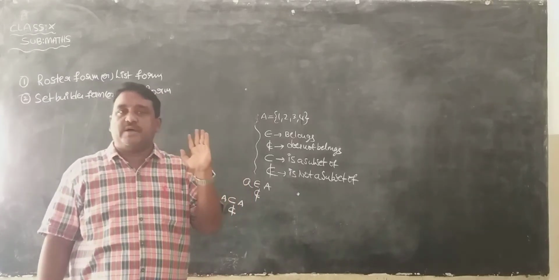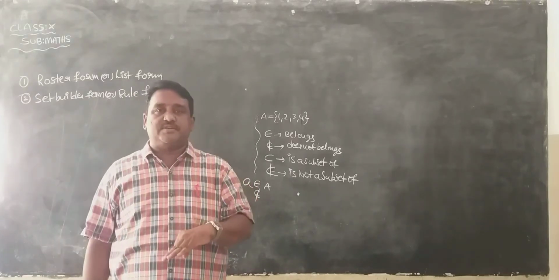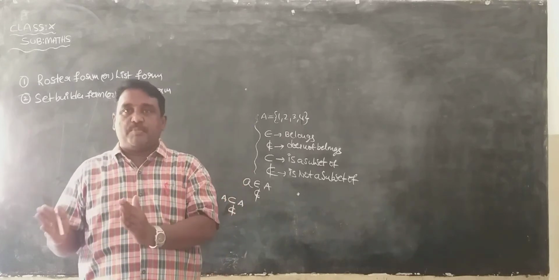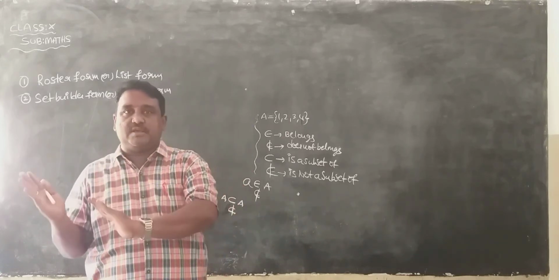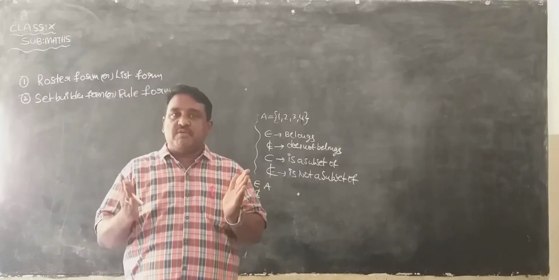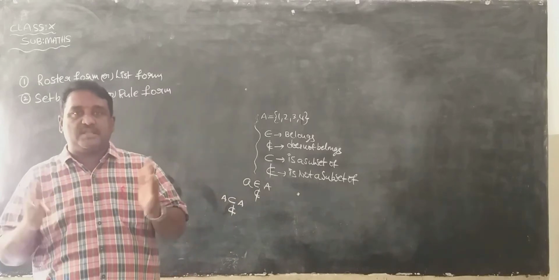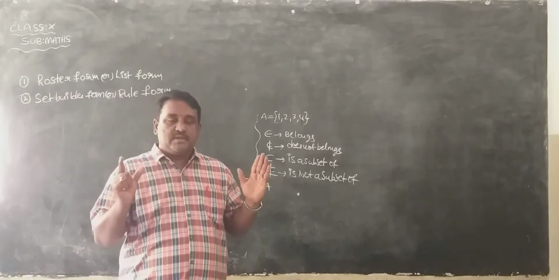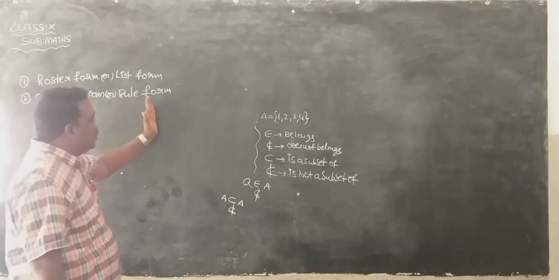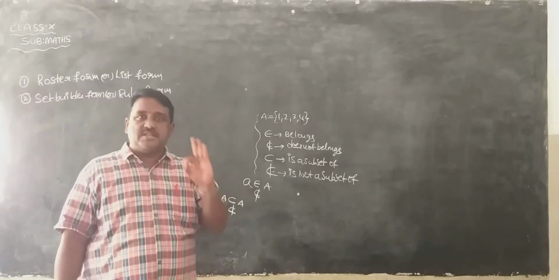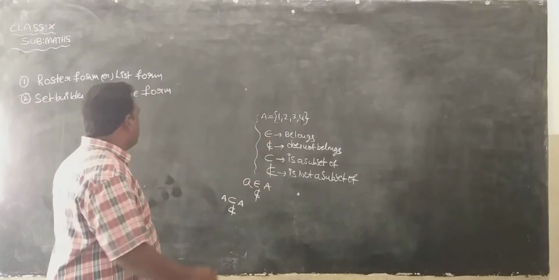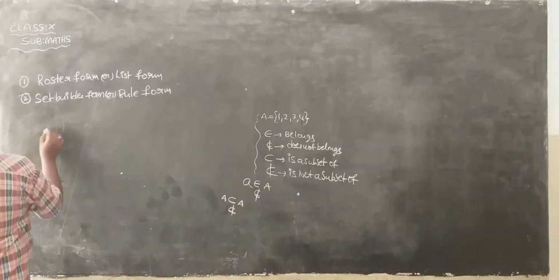What is the first one? Roster form or list form. That means we are writing the list of elements. Suppose there is a question, days in a week. What is the answer? Write the list: Monday, Tuesday, Wednesday, Thursday, Friday, Saturday, Sunday. So they are the list. Second one, set builder form or rule form. There is a rule, there is a condition in set builder form or rule form. Suppose a small example.